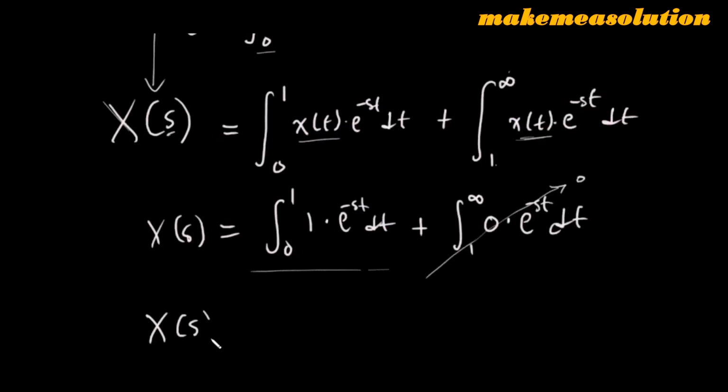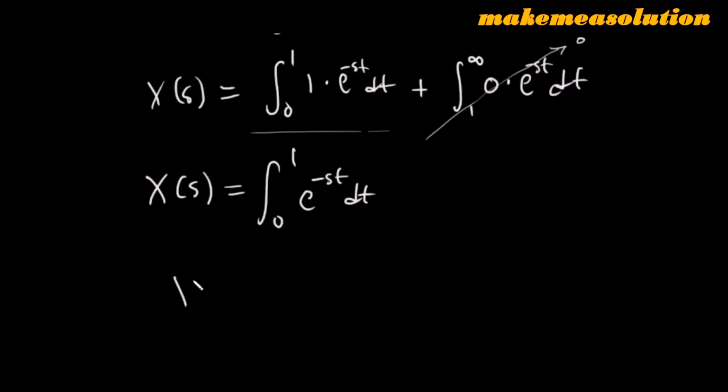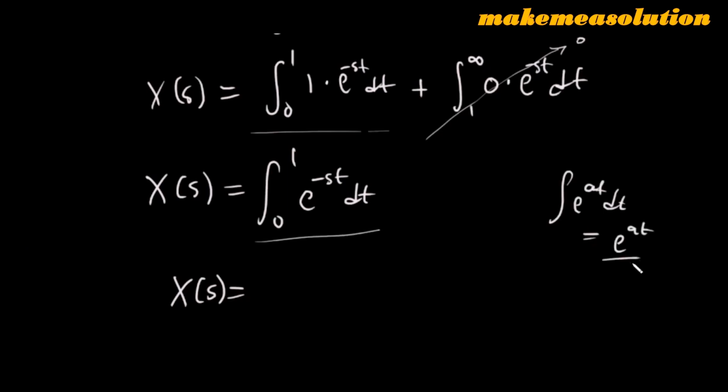So your x of s is the integral between 0 and 1 of exponential minus st dt. If you evaluate this integral, remember, the integral of exponential at dt is the same thing as exponential at over a. Applying that to this one, taking a as minus s, we'll have that the integral of exponential minus st dt will be exponential minus st all over minus s. So you evaluate it within your definite integral limits from 0 to 1.